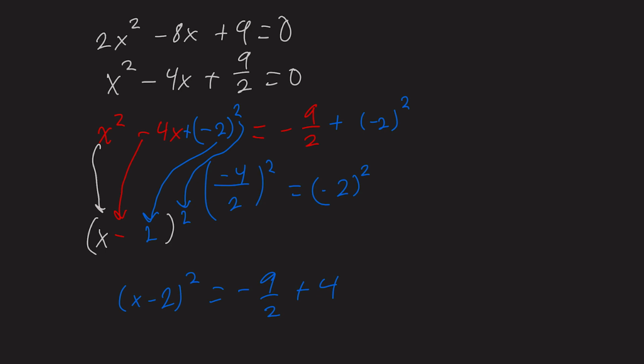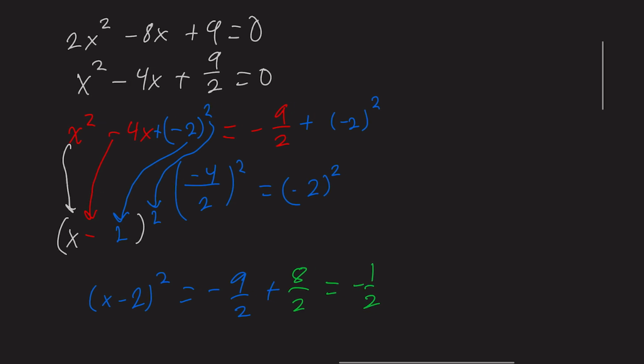Now we know 4 is going to be the same as 8 over 2, so the right side of our equation now becomes negative 1/2. And let's rewrite it up here in the top right. X minus 2 squared is equal to negative 1/2.